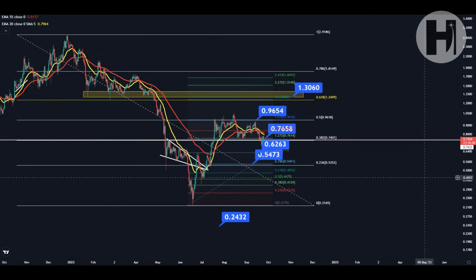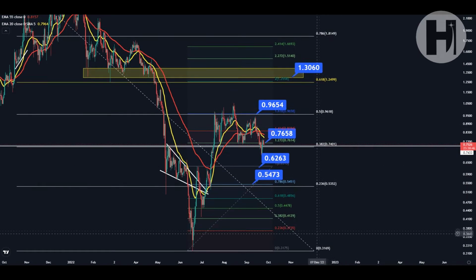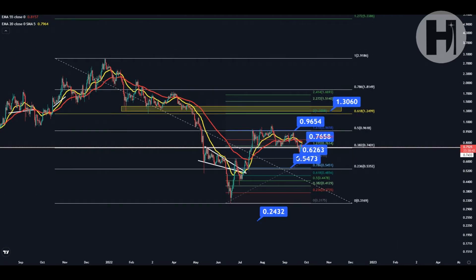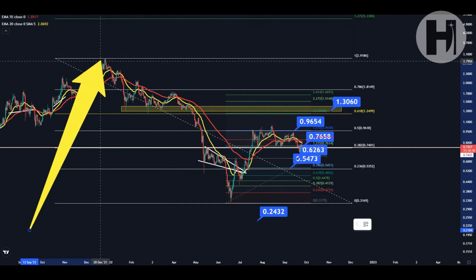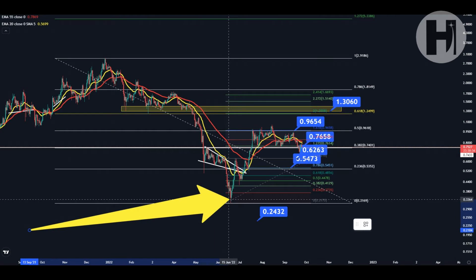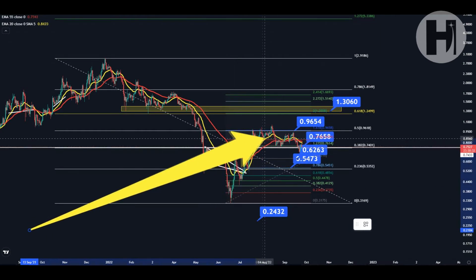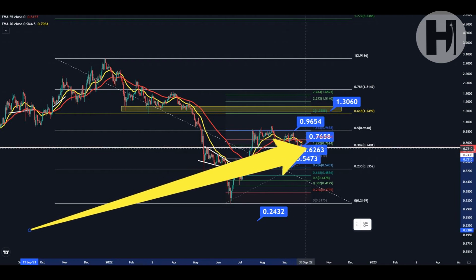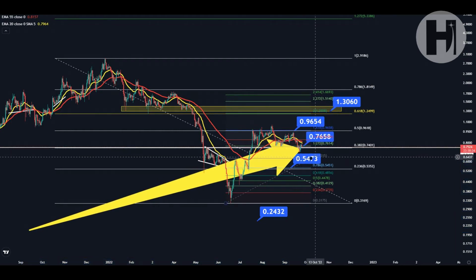So jumping into the daily chart here, as you can see, we do have two Fibonacci retracements set up. The first one is the larger one. You have this swing high over here, and you have this swing low that we printed in June. And as you can see right now, you ran into the 0.5, and from there you're pulling back down to the 0.382, and you're hovering around that support zone.